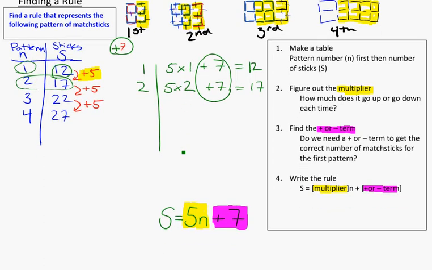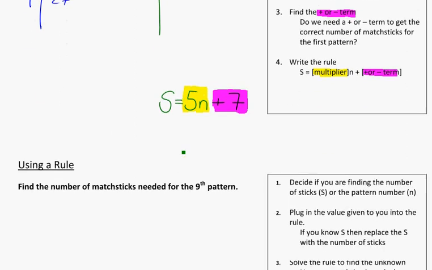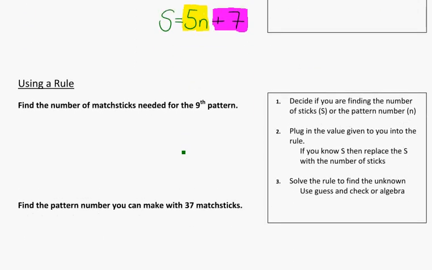So let's take a look at how to actually use this rule. We'll put these two videos together. So again, recapping this one. If my rule is S is equal to 5n plus 7, let's figure out what they're asking for. Find the number of matchsticks needed for the ninth pattern. So what's been given to me here is that they want the ninth pattern, and I have to remember that n is the pattern number. So n will be equal to 9, and I want to know how many matchsticks.